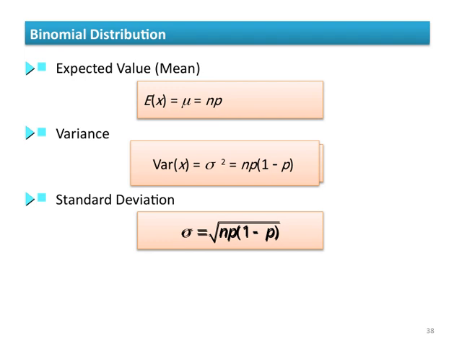The expected value gives us a central point, while the variance tells us about the spread or consistency of the results. Finally, the standard deviation, which is simply the square root of the variance, provides a more intuitive measure of how much individual outcomes are likely to deviate from the mean. These concepts are fundamental because they give us insight into the distribution's shape and variability, which are essential when analyzing binomial data in real-world scenarios.